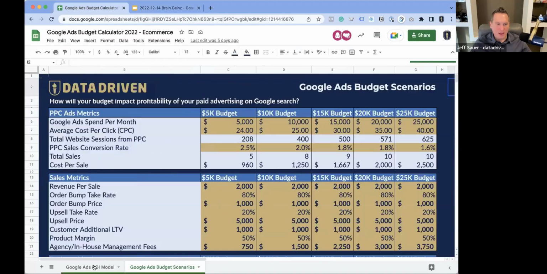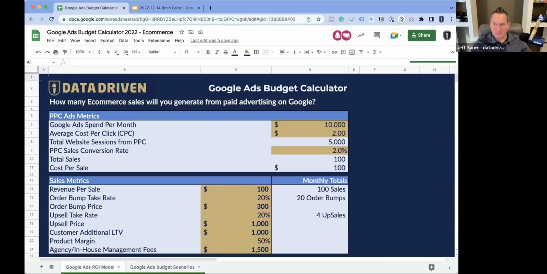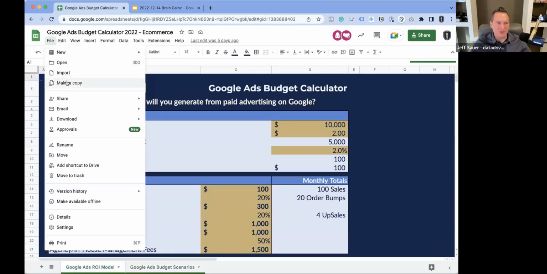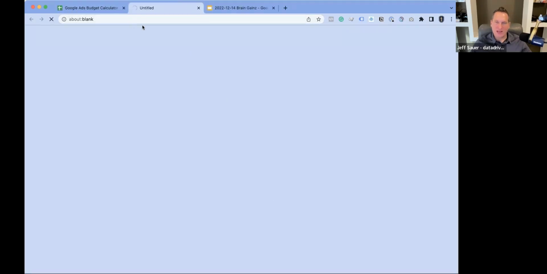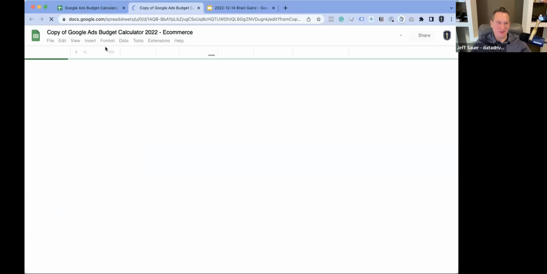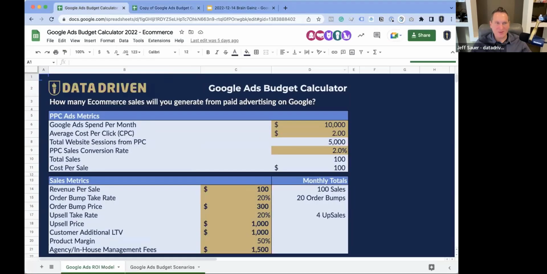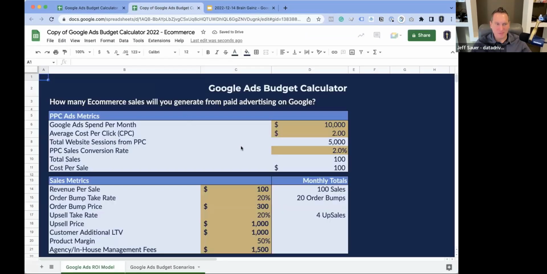Okay. So here we are in the calculator. It looks like Kayla dropped the link in there, so you should have that handy. First thing you're going to do is make a copy because you don't have edit privileges. I like to make a copy too, because I like the example to stay the same, and then I like to mess with it.